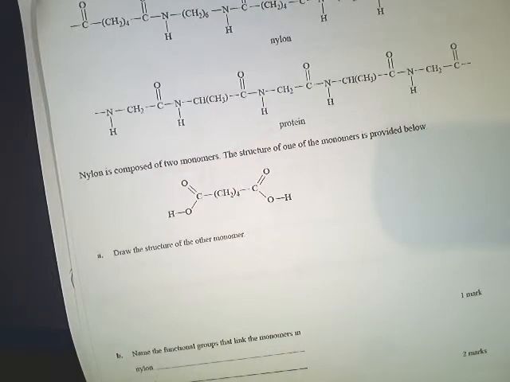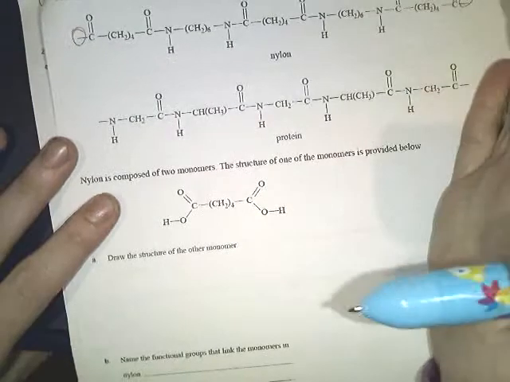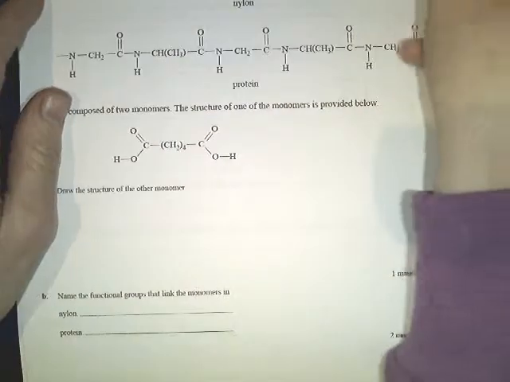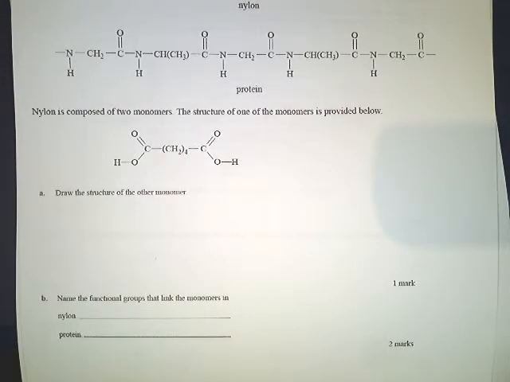they're asking you to have a look at 2 different types of polymers. How can I tell they're polymers? Because they have these open-ended covalent bonds. This is the way you draw a polymer, guys. If you draw the bracket, you're showing that this component is repeated over and over. In nylon it is, but the easiest way to do it is with the open-ended covalent bonds. Now we've got nylon, we've got protein. It says nylon is composed of 2 monomers. The structure of one of the monomers is shown below. Draw the structure of the other monomer.